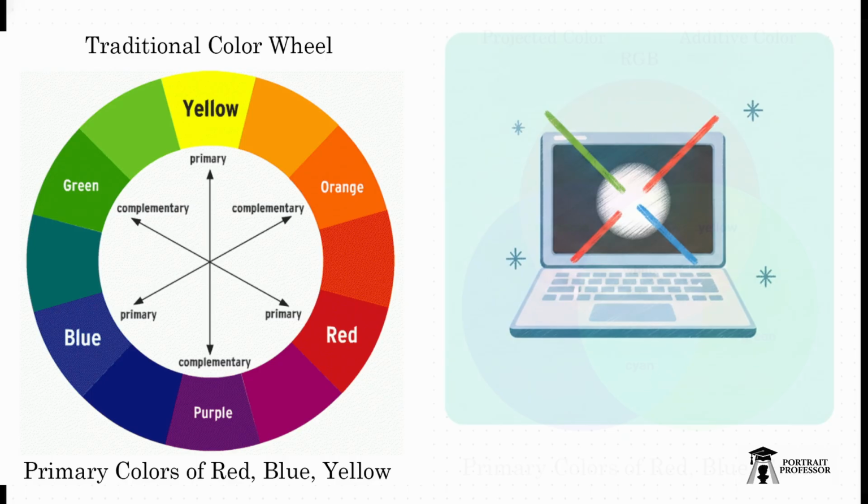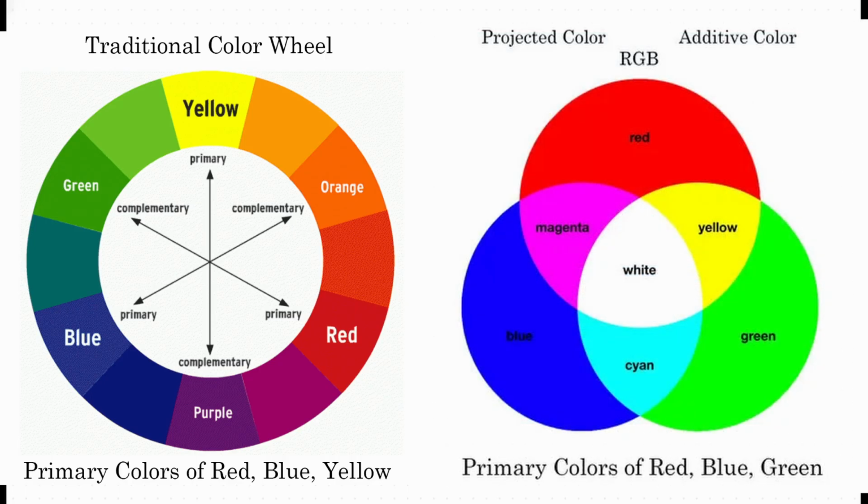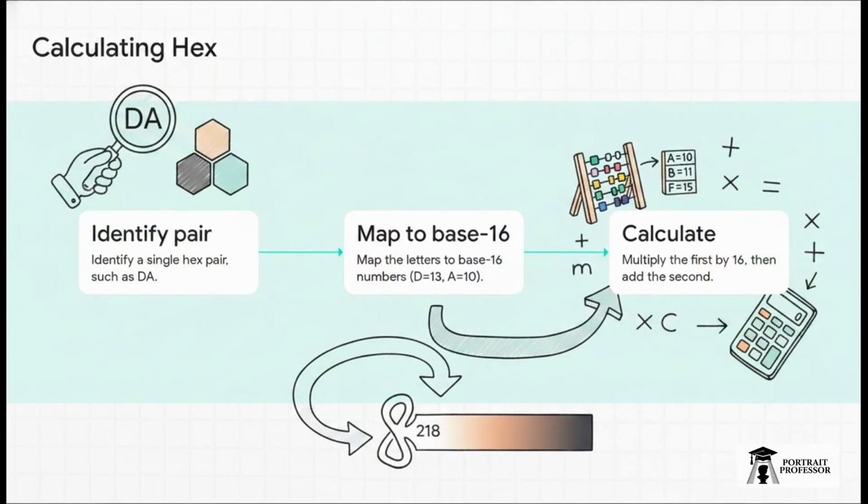But screens use additive mixing. They literally stack red, green, and blue light. In this digital reality, adding more of all your color channels pushes your colors straight toward pure white. So how do we calculate exactly how much light to add?